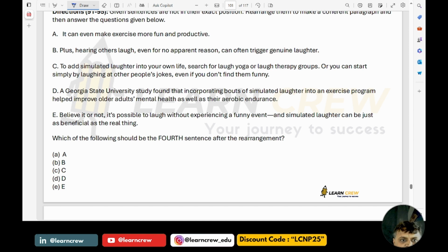A Georgia State University study found that incorporating bouts of simulated laughter into an exercise program helped improve older adults' mental health as well as their aerobic endurance.